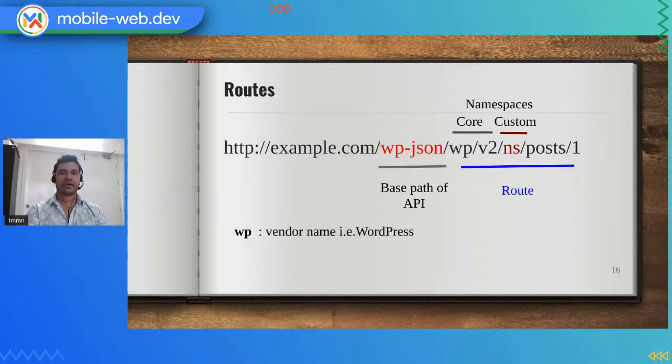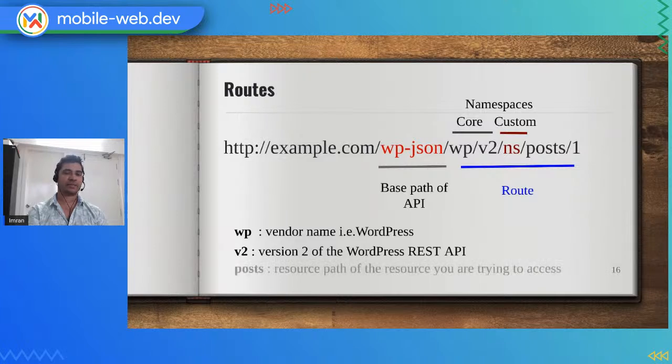So WP over here in the core is the vendor name. In this case, it's WordPress. V2 is the version number, like I explained to you, version 2 of the WordPress REST API. Posts that you see is the resource path of the resource that you're trying to access. So let's say you're trying to access categories, then you would probably use categories instead of posts.